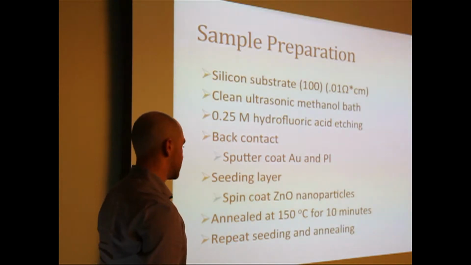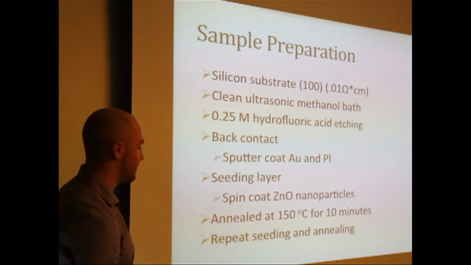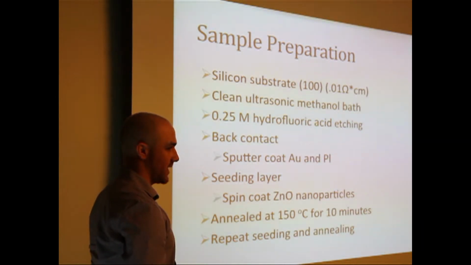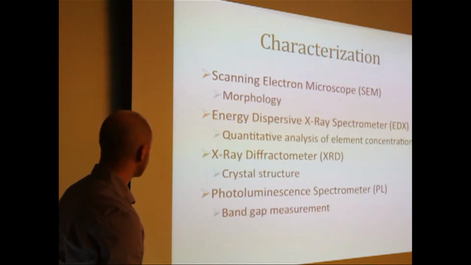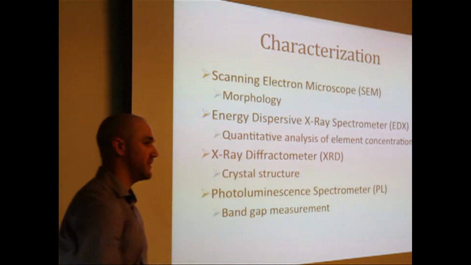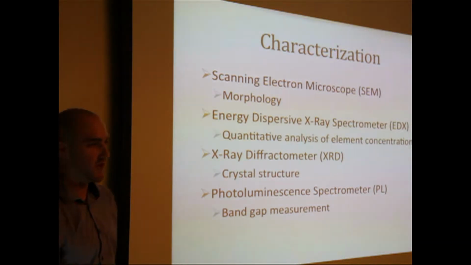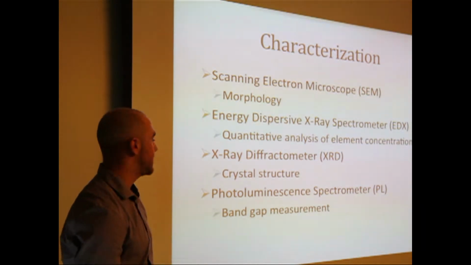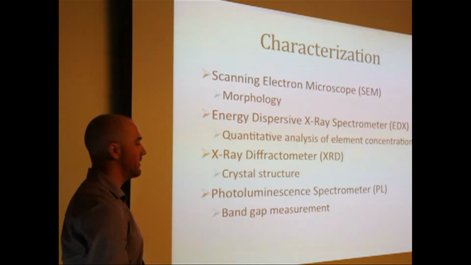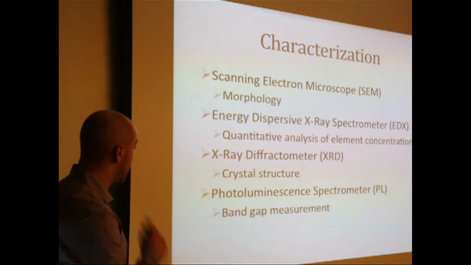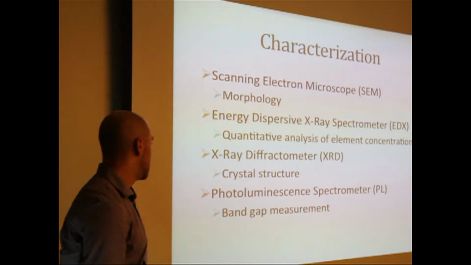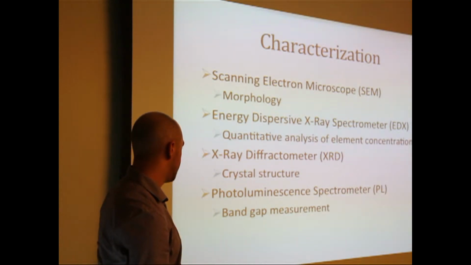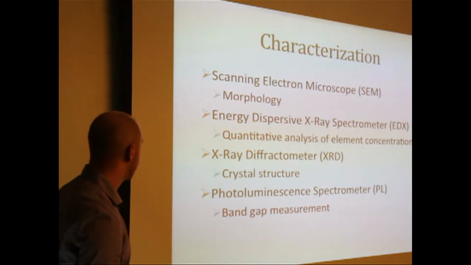After the nanoparticles were spin-coated, we annealed the sample for 10 minutes at 150 degrees Celsius, and we repeated this process over and over again to make sure it was a good seeding layer. So for the characterization methods, we used an SEM, a scanning electron microscope, to study the morphology of the film. We also used an energy dispersive X-ray spectrometer to quantitatively analyze the elemental concentration. We used an X-ray diffractometer to study the crystal structure, and a photoluminescence spectrometer to measure the band gap.